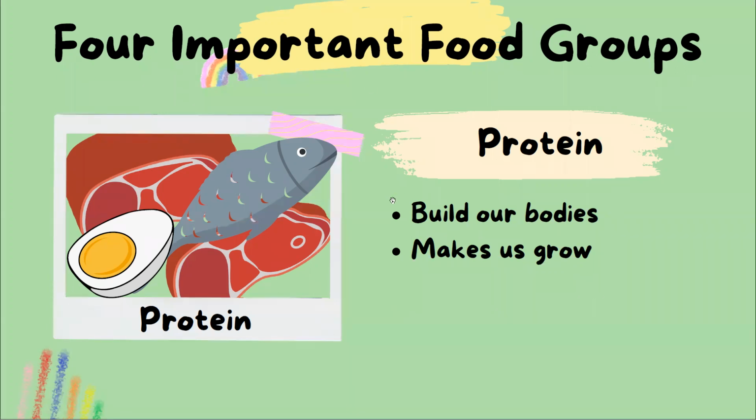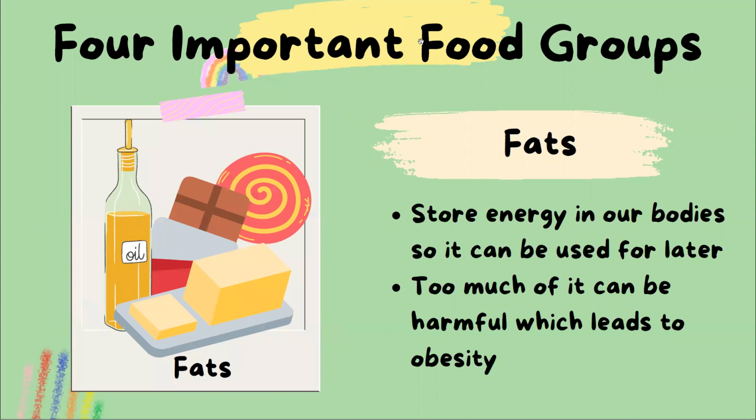Okay, the last food group. Anyone has a clue what's the last food group? Yes, you guessed it. It's fats or sugar. Okay, why is it so important? Like you'll be wondering, teacher, I thought fats and sugar is not good for you. Then why do we still take it? It's because it stores up energy in our body, so it can be used for later.